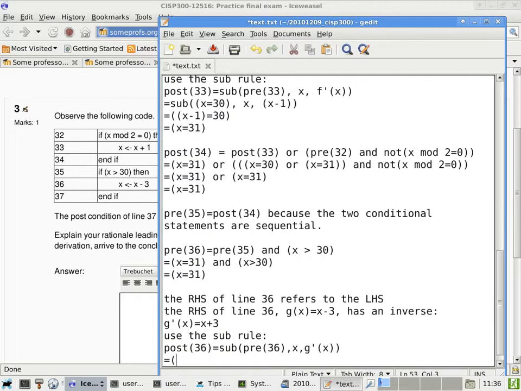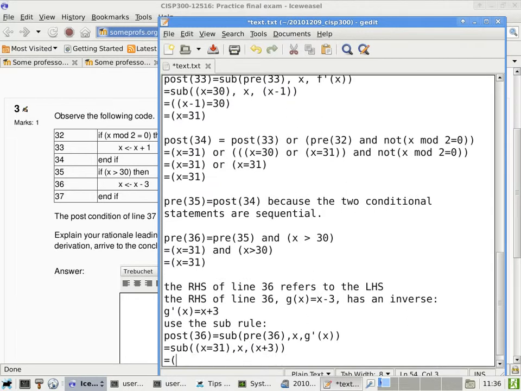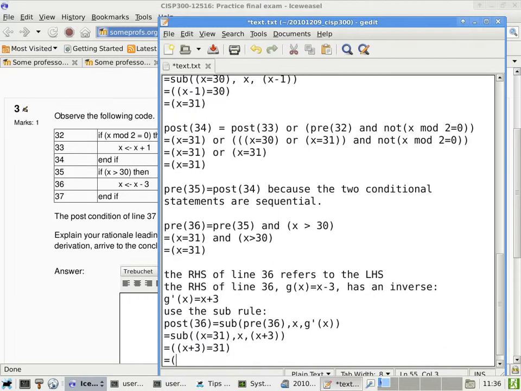And then you just expand everything here. So basically we have x equals 31, x, and then g prime of x is x plus 3, okay, just like that. And after the substitution, you end up with x plus 3 equals 31, and then through one step of algebra, you can tell that x is exactly 28. Is that okay? Just moving forward.